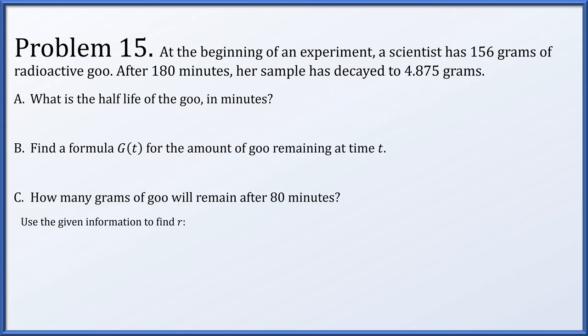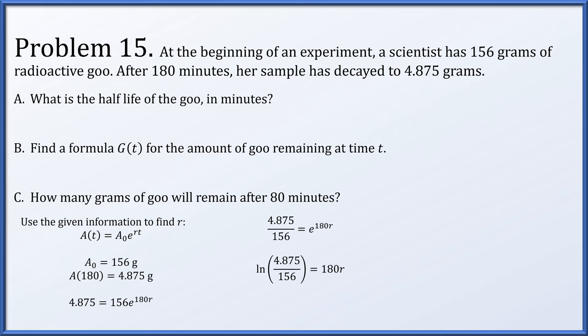So we're going to use the given information to find r, the decay rate. Again, we are following this exponential decay model, and what we know is that we start with 156 grams, but after 180 minutes, only 4.875 grams remain. So we set 4.875, the amount after 180 minutes, to be 156, the starting amount, times e to the 180 times r. r is the only unknown, so we can solve for it. Divide both sides by 156, take a log, divide by 180, r is 1 over 180 times the natural log of 4.875 divided by 156.